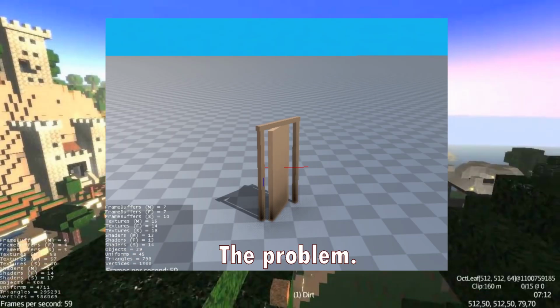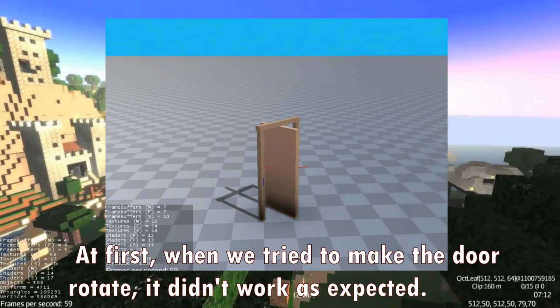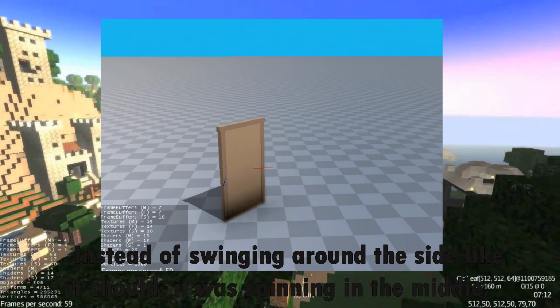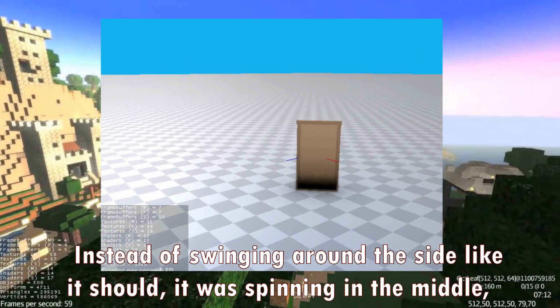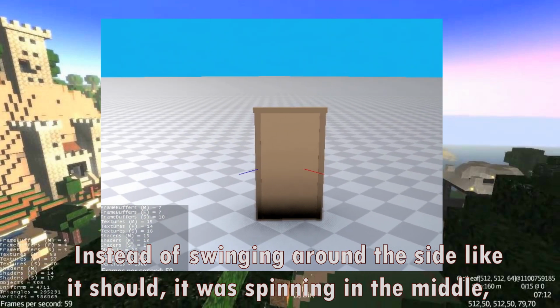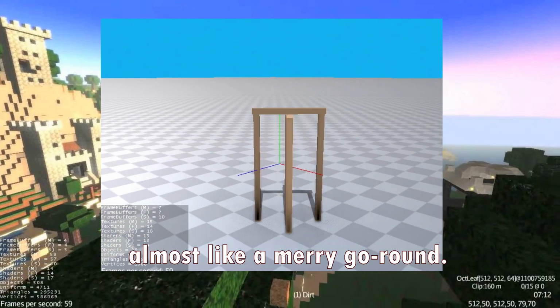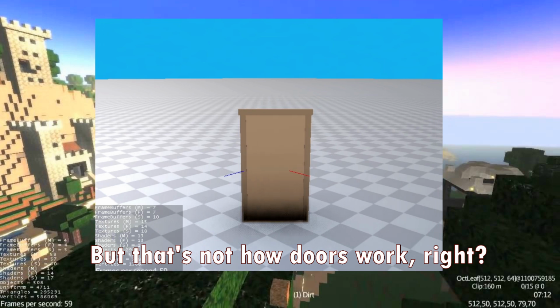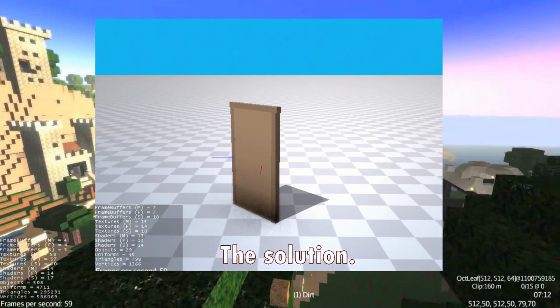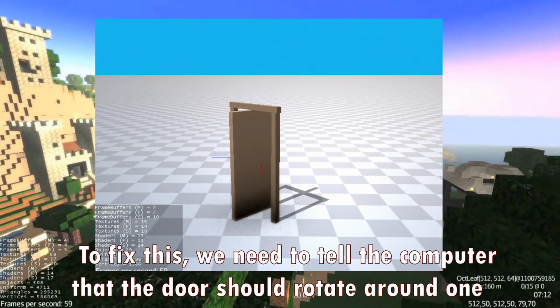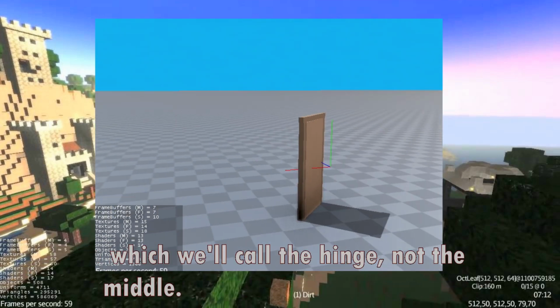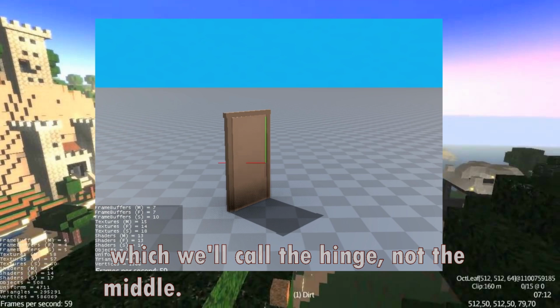The problem? At first, when we tried to make the door rotate, it didn't work as expected. Instead of swinging around the side like it should, it was spinning in the middle, almost like a merry-go-round. But that's not how doors work, right? The solution. To fix this, we need to tell the computer that the door should rotate around one edge, which we'll call the hinge, not the middle.